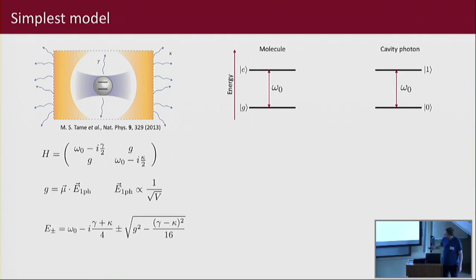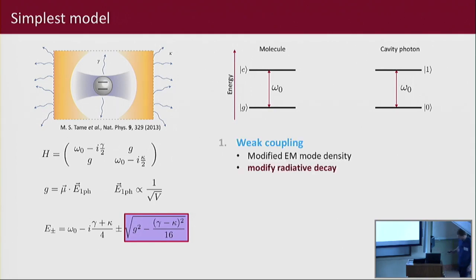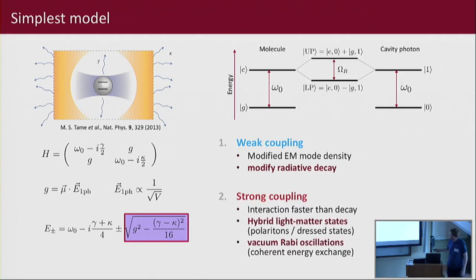So if I diagonalize this, it is basically trivial. I get, in this case, the energy plus the average of the losses, and then I get this interesting square root term where I have the coupling squared minus a term including the losses. And this is exactly where I can make the distinction between weak coupling and strong coupling. Weak coupling means the coupling here, the G, is smaller than this loss term, and then I have a negative part inside the square root. I get a small modification of the imaginary part of my energy, so I'm modifying the loss rate of my system. I'm modifying, if you want, radiative emission of the molecule, etc.